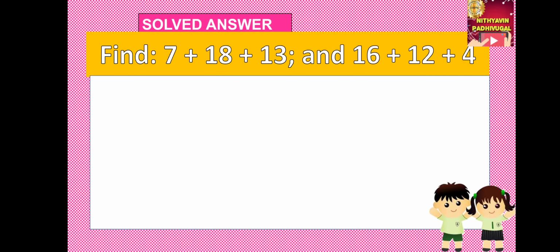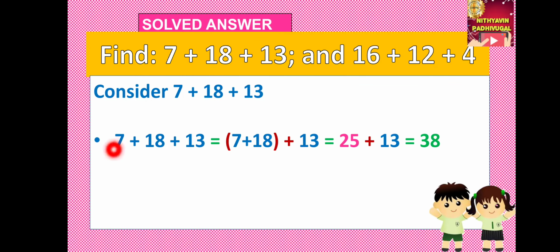We can do this problem in two different methods. Consider the first problem 7 plus 18 plus 13. Add the first two numbers and then you will get a sum. The result of adding two numbers is called the sum of two numbers. S-U-M, sum. After getting the sum of 7 and 18, you have to add that sum with 13. So, what do we mean by sum? Sum is nothing but the result obtained by adding two or more numbers.